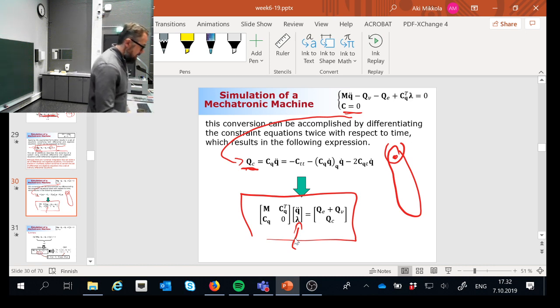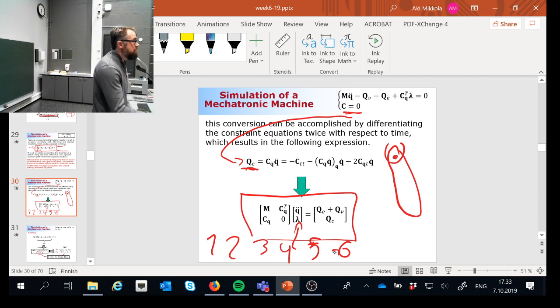Let's vote. 1 as a number of degrees of freedom. 2 because of 2 global coordinates. 3 because of 3 generalized coordinates. 4 because of 4. 5 because of the generalized coordinates plus constraints. 6 because 2 times generalized coordinates. That's it. So now, 1, 2, 3, 4, 5, 6.